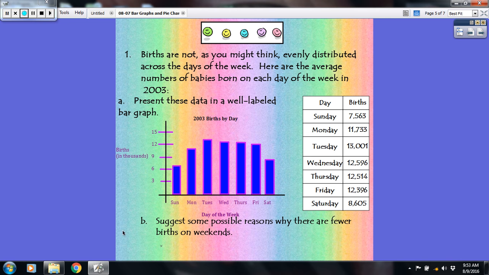What are some of the possible reasons why there are fewer births on weekends? This is something that we are using statistics for. This is the purpose of statistics, to find out the whys. Sunday and Saturday. Sunday especially is low, but Saturday is pretty low. Why could this possibly be so? Well, doctors, just like the rest of us, don't necessarily like to work on weekends.